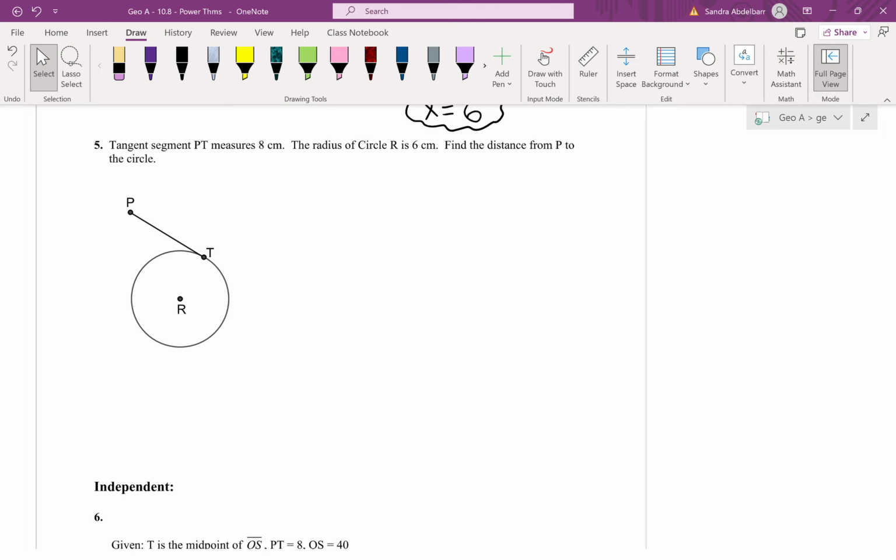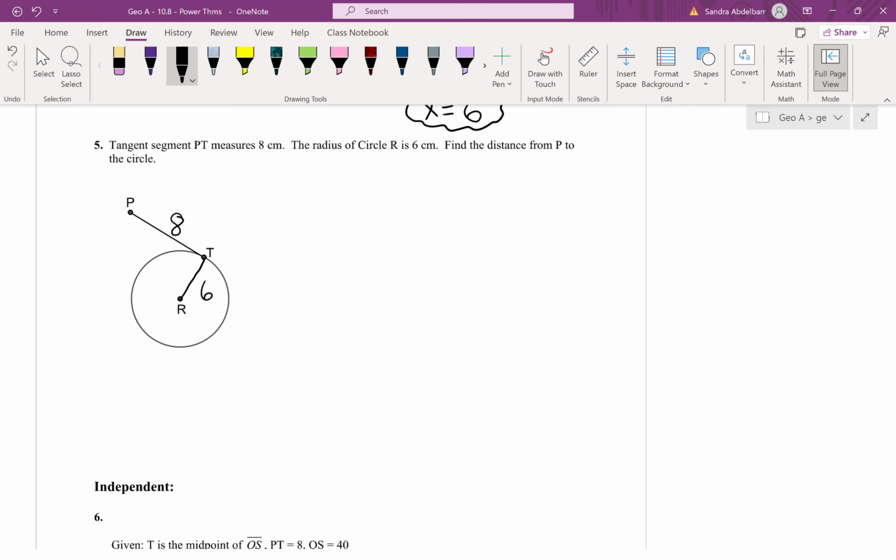All right, let's go ahead and label what we know. Tangent segment PT measures 8. So I'm going to go to PT and I'm going to say this is 8. And then they say the radius of circle R is 6 centimeters. So I'm going to draw the radius. Where do you think I'm going to draw the radius to help me out? From R to where, Sion? Good. From R to T is going to be 6.